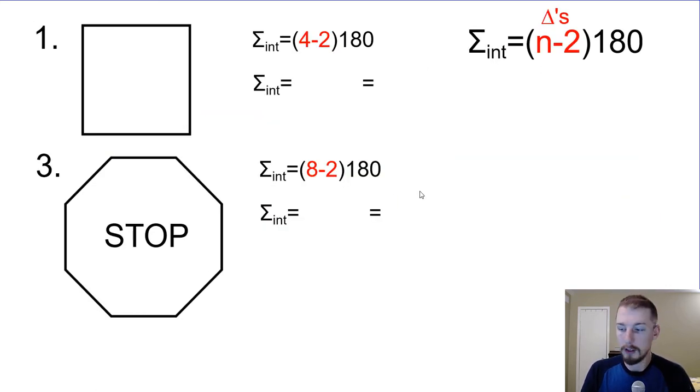All right, so that's it. Pretty short lecture, going right into the assignment at this point. So on number 1, we have a quadrilateral. It's got 4 sides. So we want to find the sum of the interior angles.